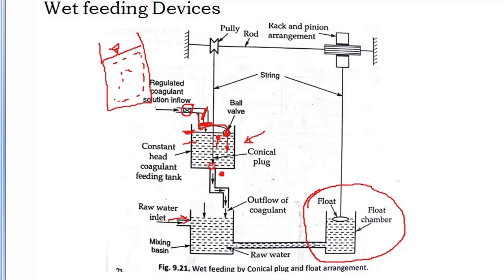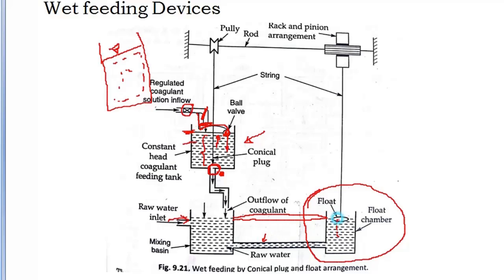And the outflow of the coagulant, how to regulate this one? Because it will be stored here, and after that we need to think how to allow it out. Therefore this arrangement is made. This is called a float chamber. The float chamber and the mixing basin will both have the same level of water. How? Because they are interconnected. And here one float is kept.